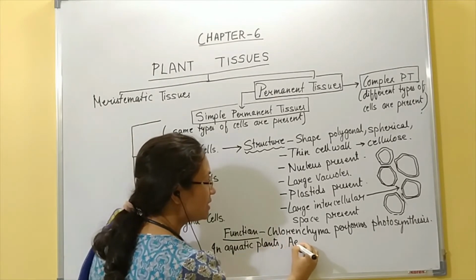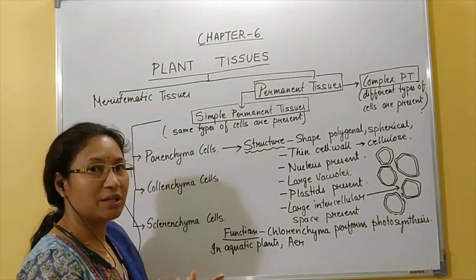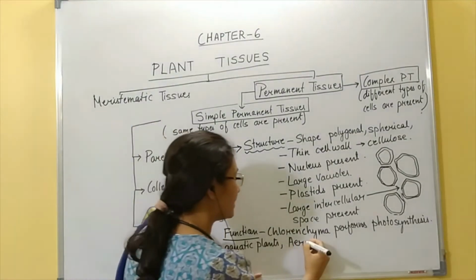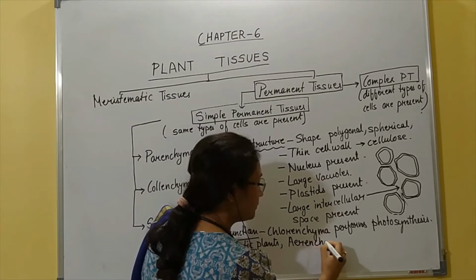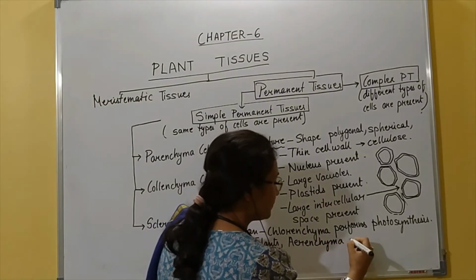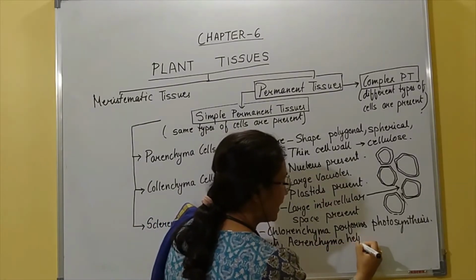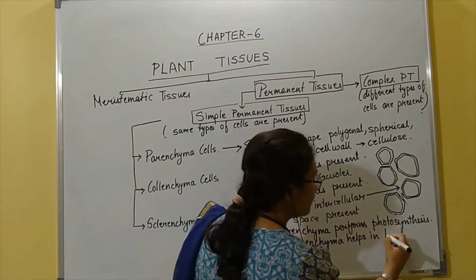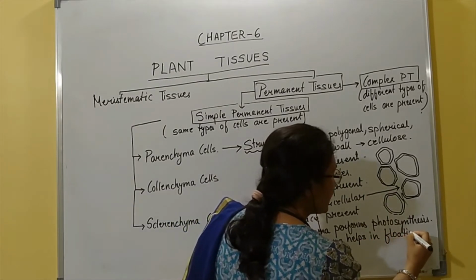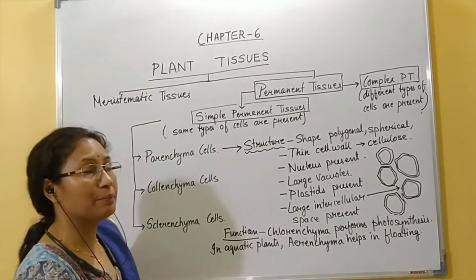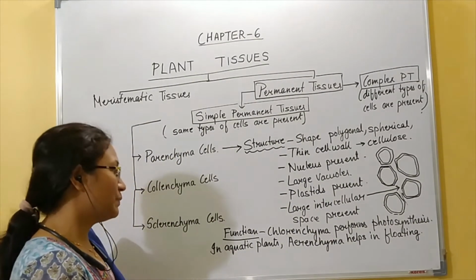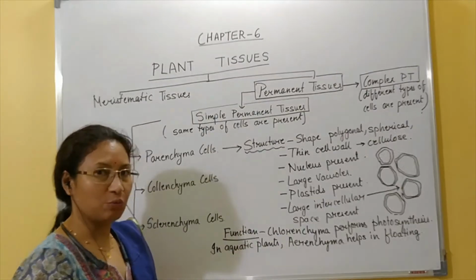Those kind of modified parenchyma are called aerenchyma. As in air, aerenchyma helps in floating. So it will be present in the stem and leaf of such plants, for example, lotus or water lily. In them, aerenchyma is found.